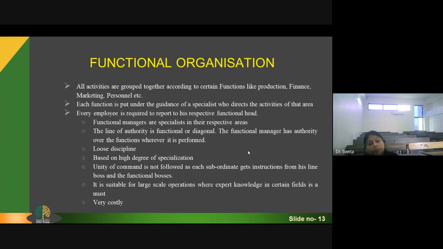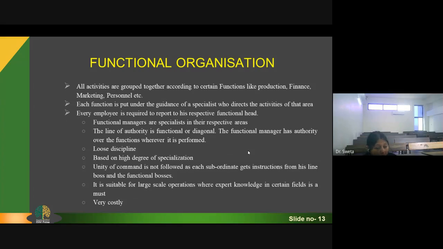If we are talking about the functional manager, definitely he will be a specialist in his respective area. In this form of organization, the line of authority is functional, or it may be diagonal. It means the functional manager has the authority over the function wherever it is performed. They can just deal with their functions, or they have authority over the other functions anywhere in the organization if it is performed. A kind of loose discipline we can see, and it is based on a high degree of specialization.